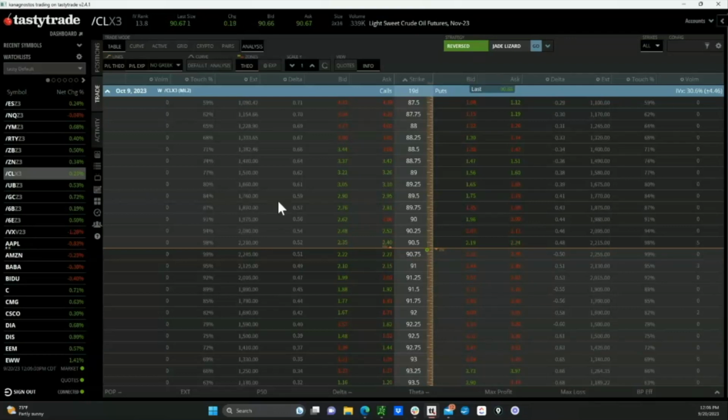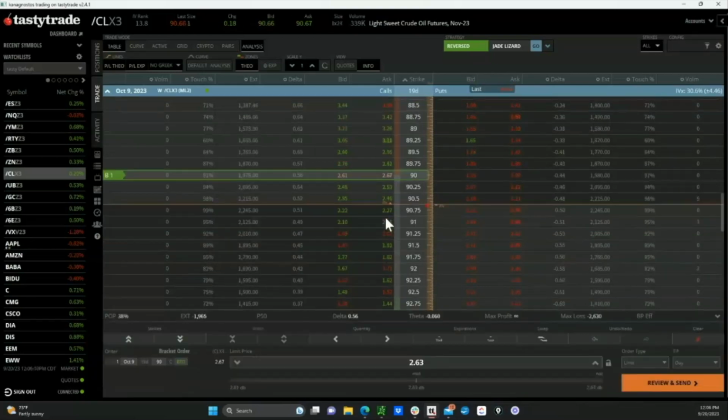Now, I'm going to demonstrate a call debit spread. That's a bullish trade. To set it up, we buy an in-the-money call. Let's buy that 90 call. And then we're going to sell an out-of-the-money call to reduce our cost basis. Let's sell the 91 call. So this is a $1 wide call debit spread, but the notional on crude oil futures is 1,000. So a $1 wide debit spread is actually worth $1,000.